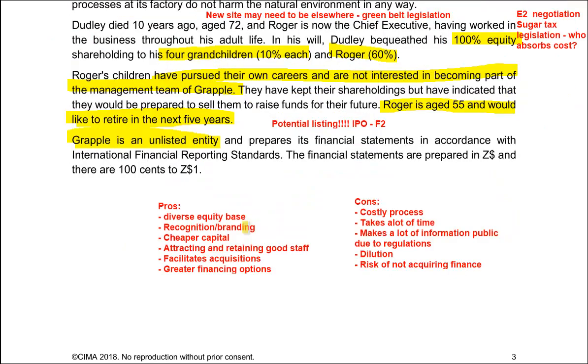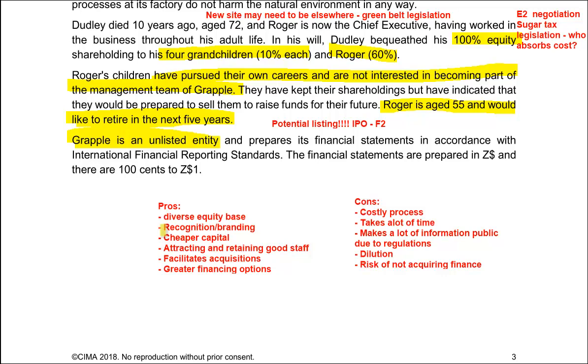So this is what we find in the F2 syllabus. The pros are a diverse equity base. By this we mean that the company doesn't have to rely on a small number of shareholders to acquire additional funding. They can actually draw upon a wider amount of shareholders that all potentially would invest more equity capital into the business. On top of this, there is an increased recognition of the brand because they're entering the big leagues, as it were.